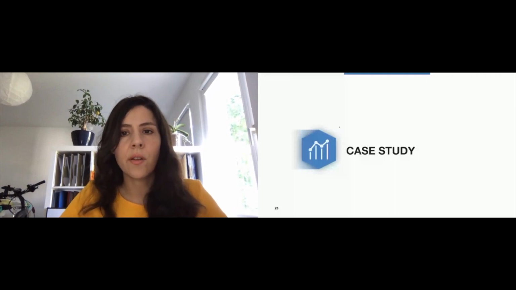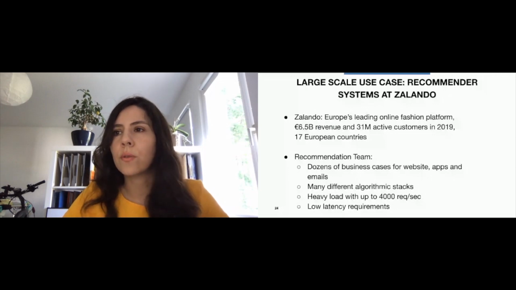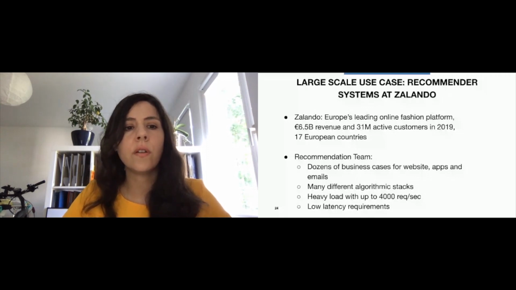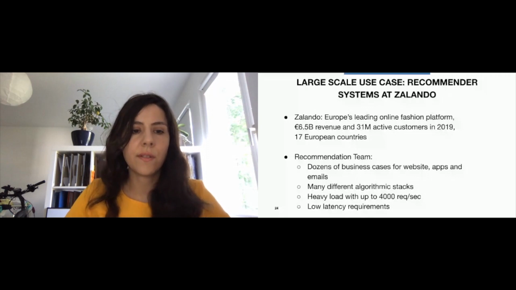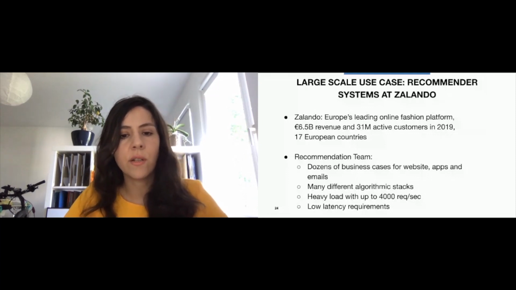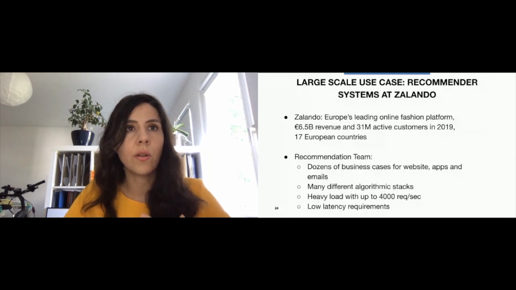I used to work at Zalando, which is Europe's leading online fashion platform. So maybe you don't know it. I noticed that some people from North America don't know it. It's very huge. It has 7 billion revenue and 31 million active customers in 2019 and 17 countries of Europe. And I used to work in the recommendations team. They had dozens of business cases, both for the website, the apps, and emails, with many algorithmic stacks and quite a heavy load, 4,000 requests per second, and low latency requirements. So I was attempting to measure all of this.